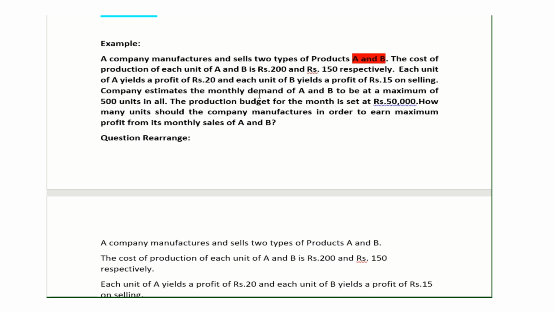The company estimates the monthly demand of A and B to be a maximum of 500 units in all. The production budget for the month is said to be rupees 50,000. How many units should the company manufacture in order to earn a maximum profit from its monthly sales of A and B? In a linear programming problem, without going to formulate it, we have to read the question once or twice for the different situations.